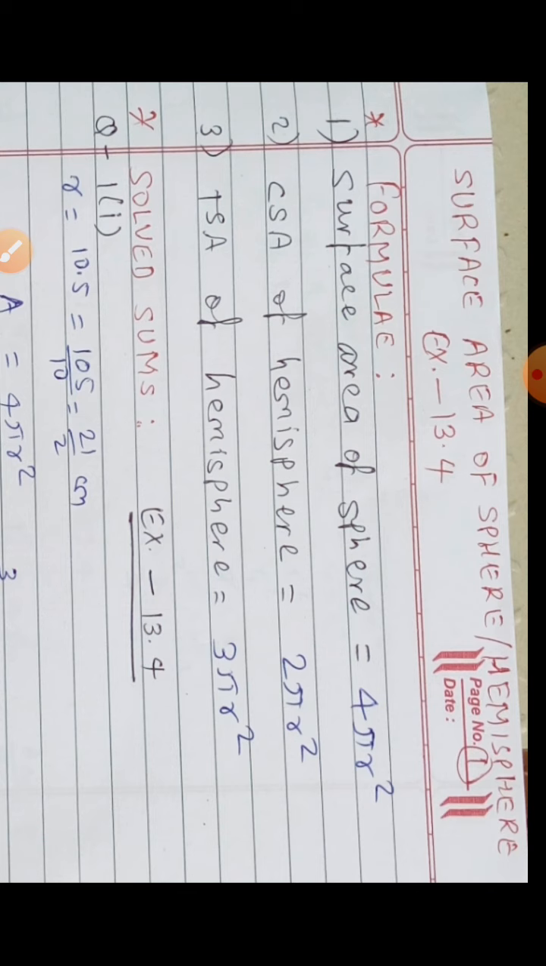Now for the CSA of a hemisphere, half means just divide it by 2. So 4 pi r square divided by 2 gives you 2 pi r square. That is the curved surface area of a hemisphere. Now the total surface area of a hemisphere.